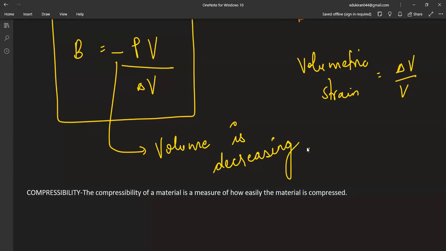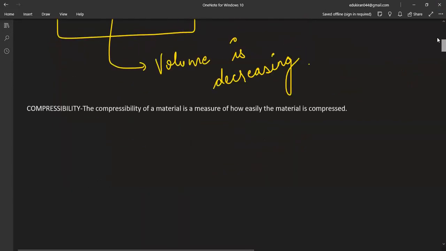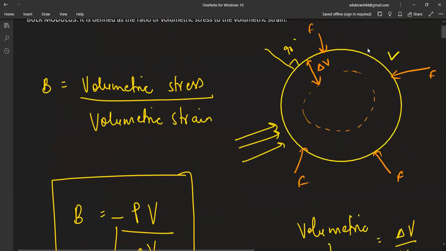Volume is decreasing. Then one term you have is compressibility. Compressibility means how easily the material can be compressed. Like if the compressibility of a material is very, very high, then a little force is required to compress the object and change its shape. All right. So compressibility, with the normal literature term also you can relate it. There is not a different meaning to it. So compressibility of a material is a measure of how easily it can be compressed.